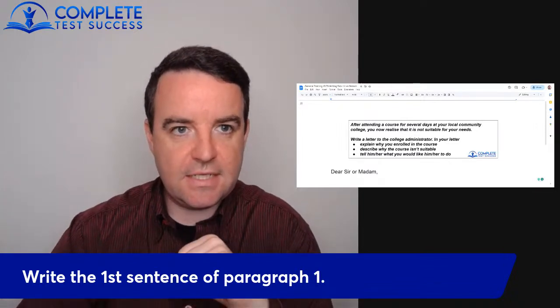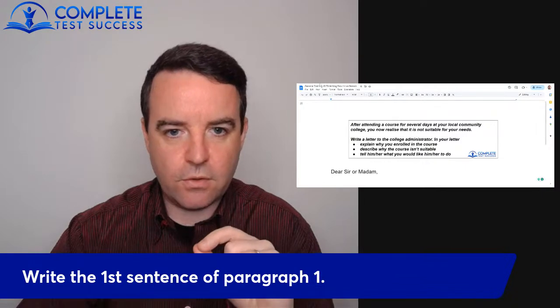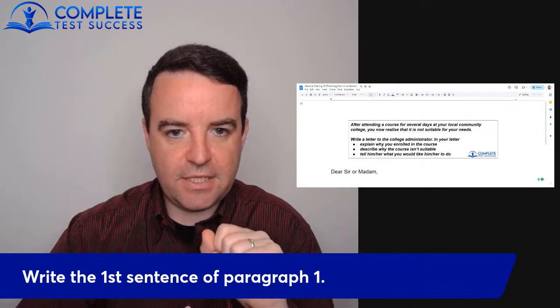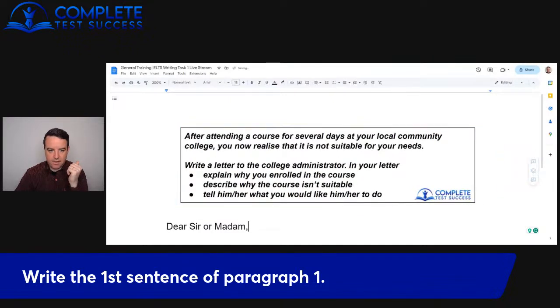Don't wait until later. We're going to do it in the first sentence. So that's my next task for you. The prompt says, explain why you enrolled in the course, and I want that information in the very first sentence. Okay, so I'll let you do that. Share it with me in the comments, and then I will have some feedback for you on that. Okay, so that's the first task. Explain why you enrolled in the course.